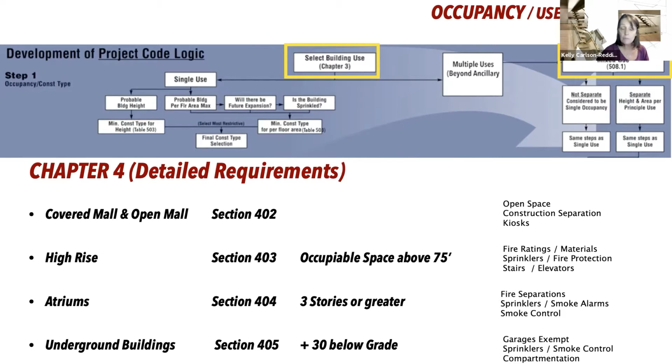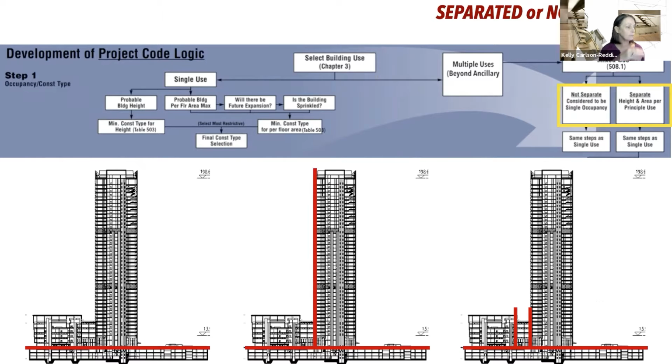With atriums, we're going to talk about fire separation from other spaces. We're going to talk about smoke evacuation systems. And again, you just want to look for your project. We know it's high rise, so you want to read that section. You may have a mall type condition, so you want to read that section. You may have atria, so you want to read that section. You want to go into chapter 4 and begin to see what extra requirements you may have.